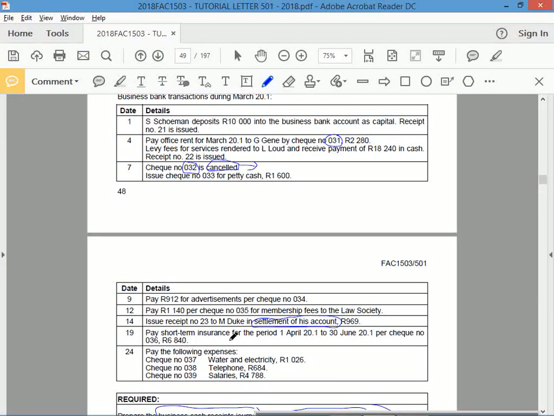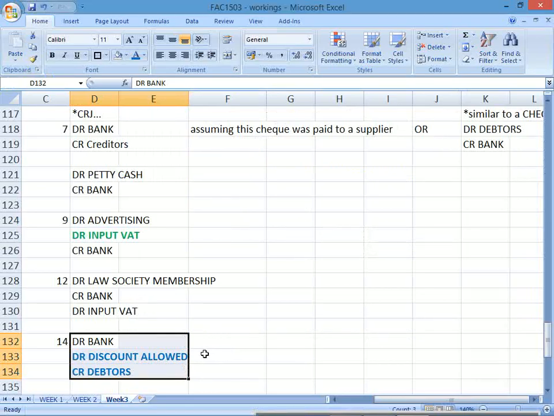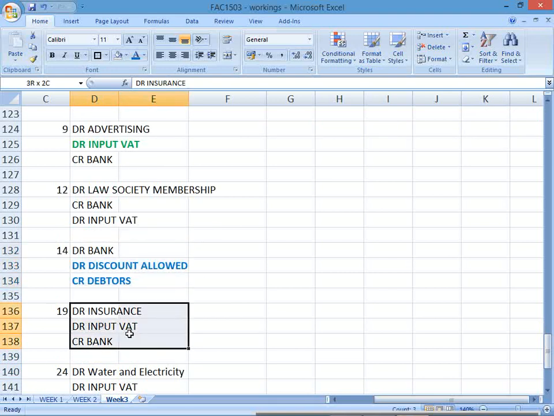Then I'm paying short-term insurance for a period, the amount 6840. Insurance is an expense. Is there VAT on insurance? Yes, those policies come with VAT. Don't forget about the inputs. You have to have input VAT because they're a VAT vendor.